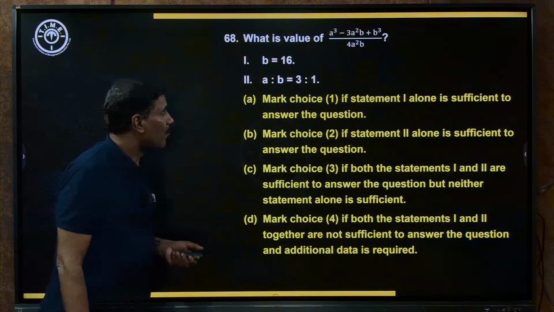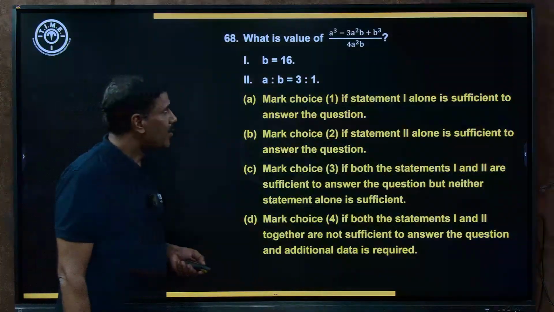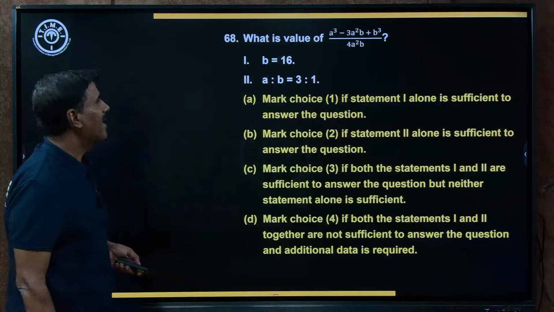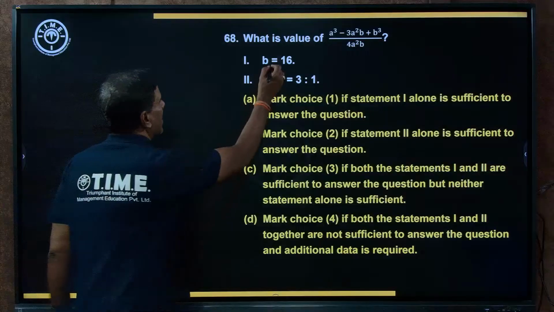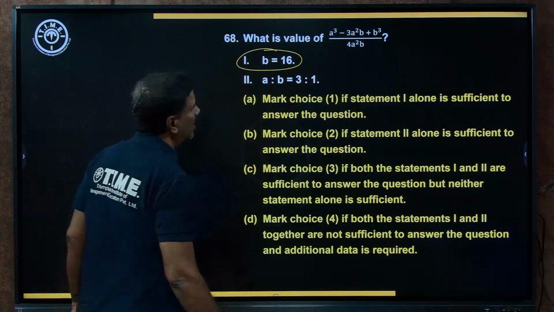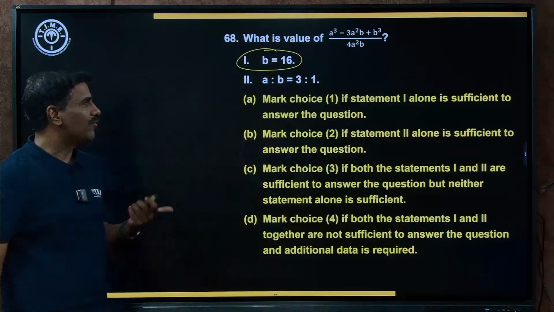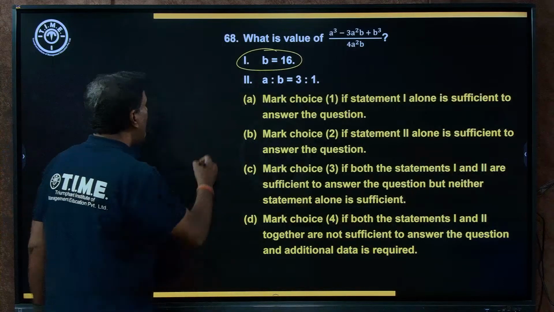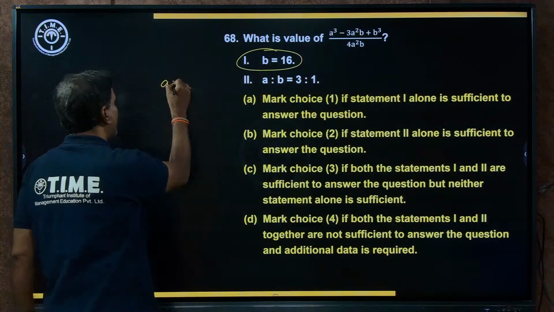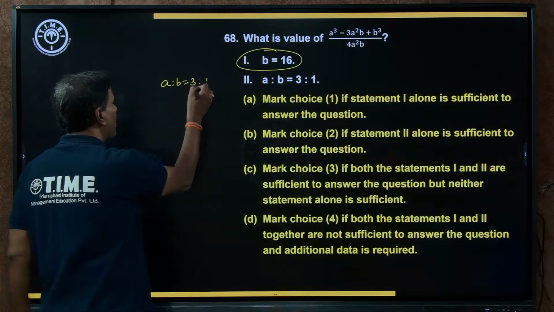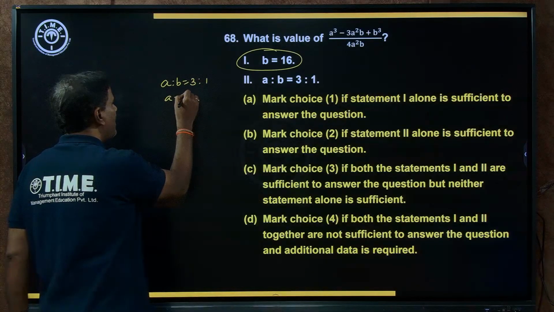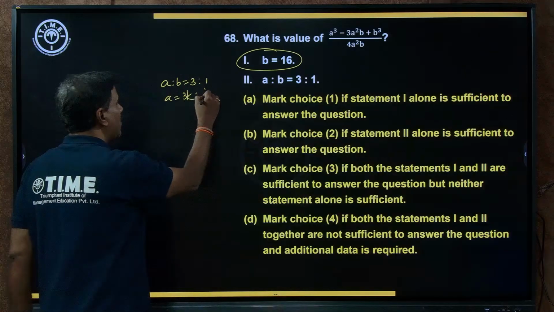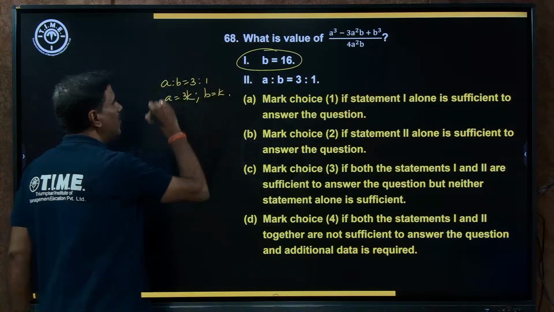What is the value of a cube minus 3a square b plus b cube by 4a square b? Okay. The problem with the first statement is it is providing some information about b, but there is no data about a. So without knowing a, we cannot answer the question. But going for the second statement, a and b are in the ratio 3:1. As a is to b is given as 3:1, we can say let a be 3k, because ratio doesn't give us the actual values. So let their values be a is equal to 3k, b is equal to k.